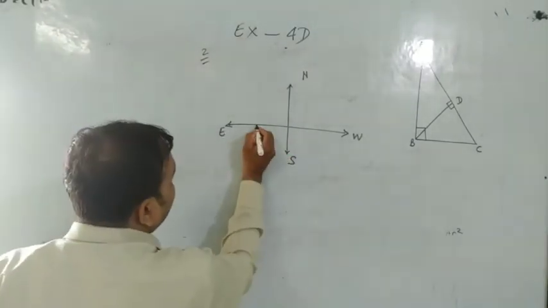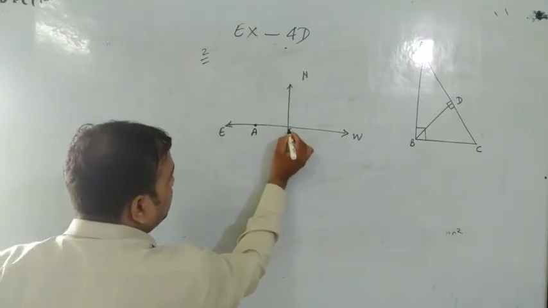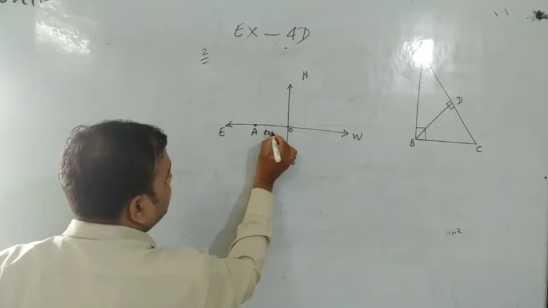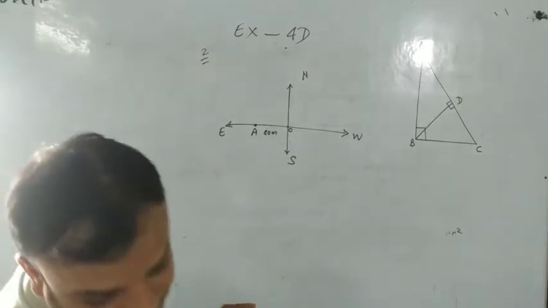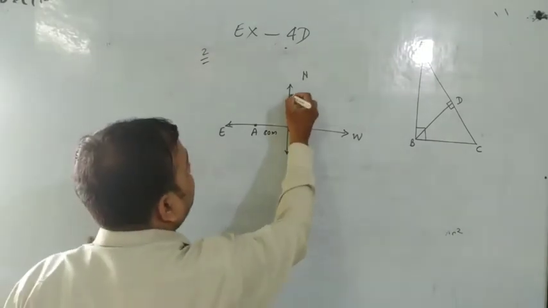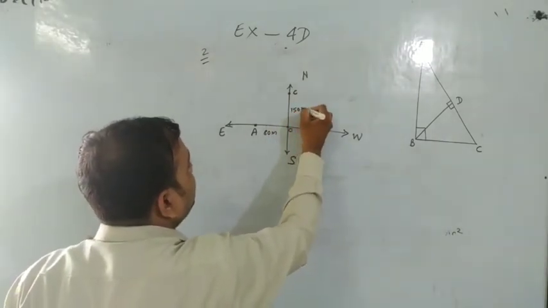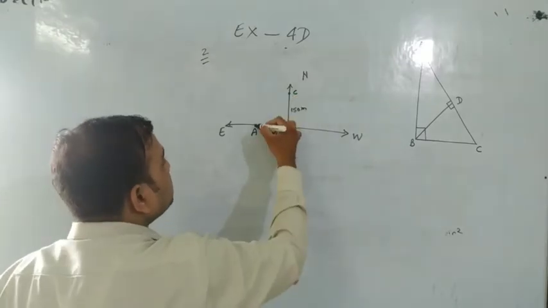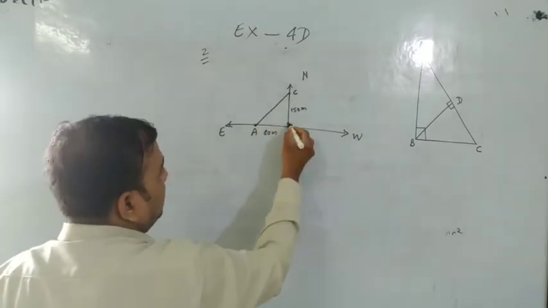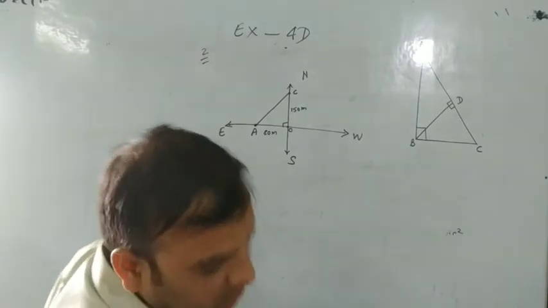Due east means that direction. The man goes from A to here, O, 80 meters, and then 150 meters due north. Joining this, the angle is 90 degrees, so AC is the hypotenuse. How far is he from the starting point?